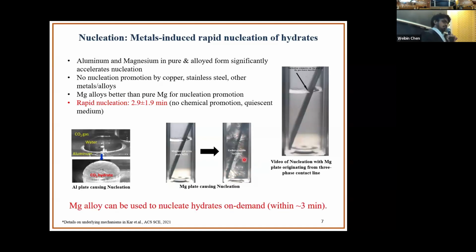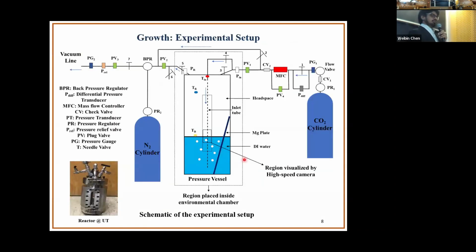Now that the nucleation problem is solved, because magnesium alloys seem to do it on demand, we move on to growth. For growth, we developed a system setup where essentially we're constantly flowing gas in and out of the reactor, with a flow controller to measure the flow rate and a back-pressure regulator to maintain pressure.